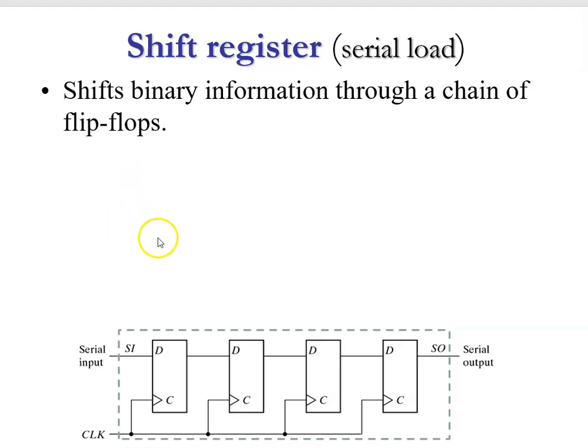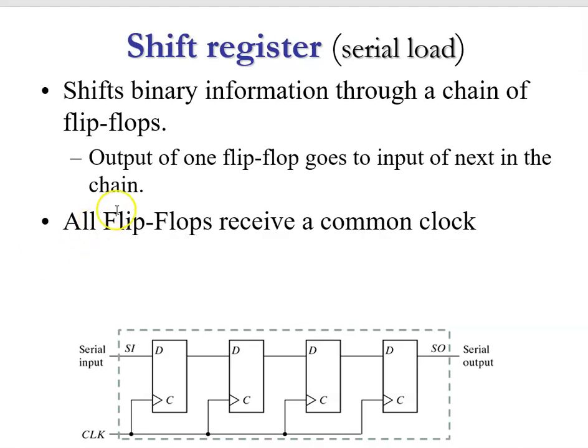Here we're going to look at a 4-bit register again, but the information is shifted through this chain of flip-flops. So we only have one data input to the register, and one data output of the register, and of course we have the clock that's clocking the information into the register. The output of one flip-flop goes into the input of the next flip-flop, that's our chain: the output of this flip-flop going to the input of the next, the output of 3 going to the input of 4. But they all have the same common clock.